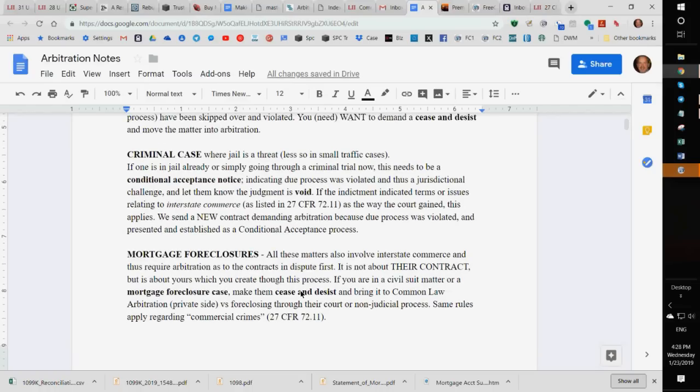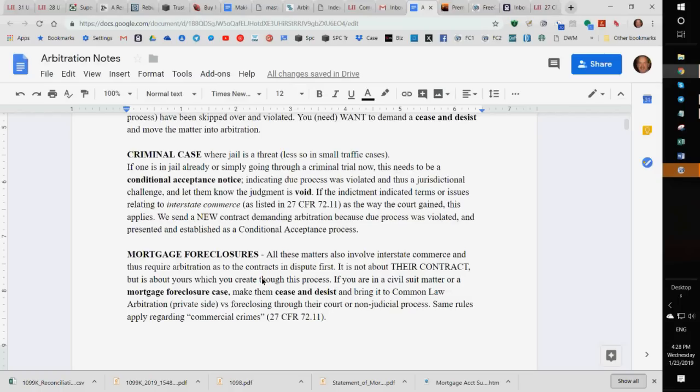These are the rules. Mortgage foreclosures. All these involve interstate commerce and thus require arbitration as to the contract in dispute first. Okay? Now, they usually don't do that. They just come after you and start going after your house, right? They either do a judicial process and sue you, or they do a non-judicial process and just try to take it.